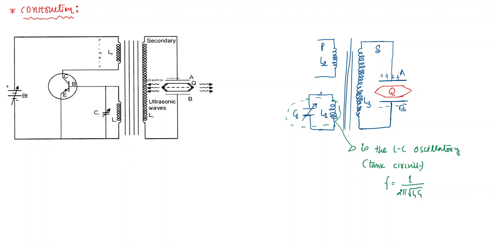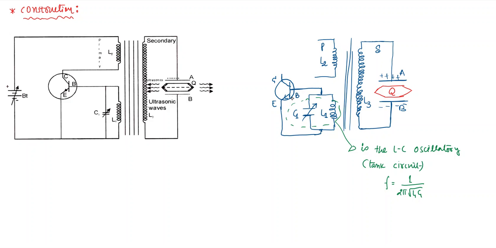Now this LC circuit is connected between the base and emitter of a transistor. So here I draw a transistor circuit. This is a transistor. It is drawn like this. This is the base, this is the collector, and this is the emitter. So let me draw the terminals: base, the collector C, and the emitter E. So between base and emitter we connect the LC oscillatory circuit. So this is one end and this is the second end.